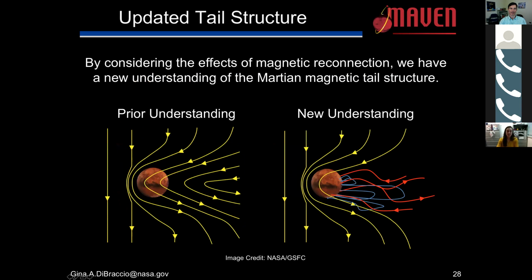On the left is a cartoon showing you everything that we've explained up until this point, where the magnetic tail is formed because the sun's magnetic field drapes around Mars and becomes stretched behind the planet. But now that we consider that magnetic reconnection can combine the Mars crustal magnetic fields with the sun's magnetic fields, we get this new understanding here where that magnetic tail can actually be composed not only of the sun's magnetic field, but also of these new red open magnetic fields. And these red open magnetic fields are influenced by Mars, but also by what the sun and the solar wind are doing. And so we find that this magnetic reconnection can actually have a big impact on the tail structure.